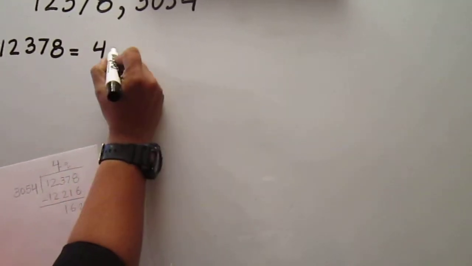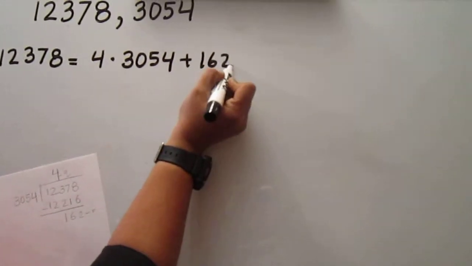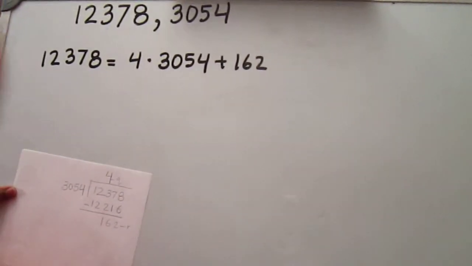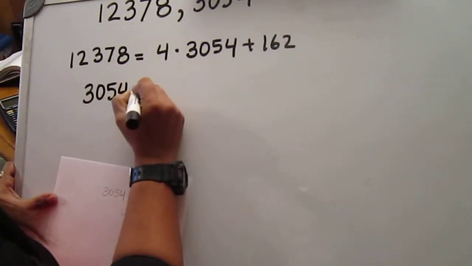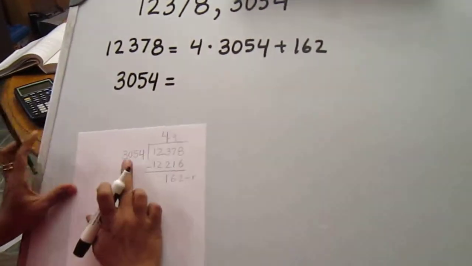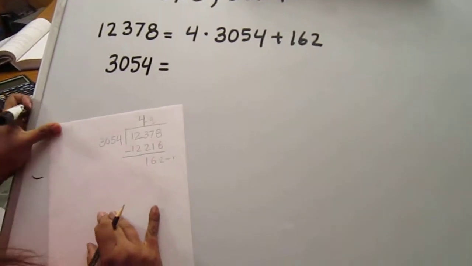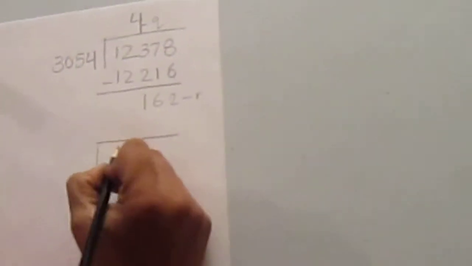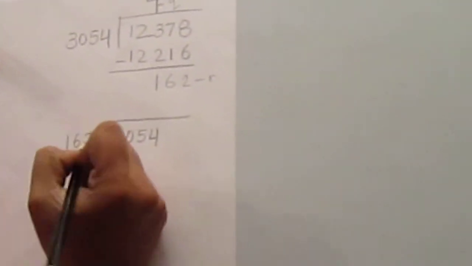12,378 equals 4 times 3,054 plus the remainder of 162. 4 being the quotient, that's the divisor, plus 162. So mathematically we can do 3,054 and write it in the same fashion. This time we're going to divide 3,054 by our remainder 162. We're going to keep doing this until we find a remainder of 0. Remember, we're looking for the greatest common divisor. So 3,054 divided by 162.